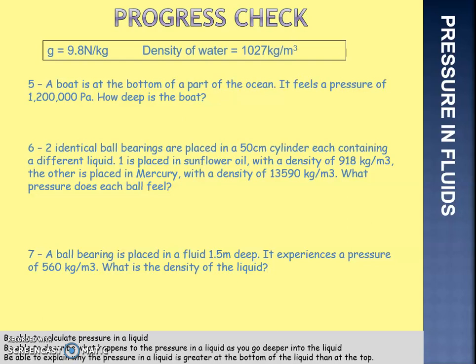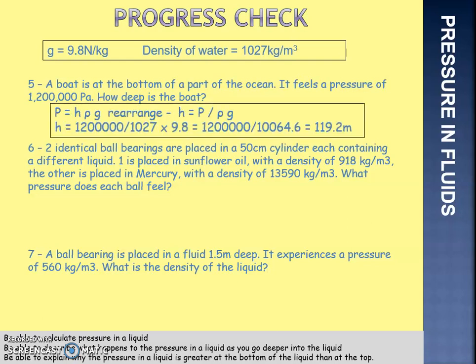Okay, question 5. A boat is at the bottom of a part of the ocean. It feels a pressure of 1.2 million pascals. How deep's the boat? So we have to rearrange our equation. Pressure equals height times density times gravitational field strength. So we rearrange that, and height becomes pressure divided by density times gravitational field strength. That's 1.2 million divided by 1,027 times 9.8, giving us 1.2 million divided by 10,064.6. That would be at a depth of 119.2 metres.